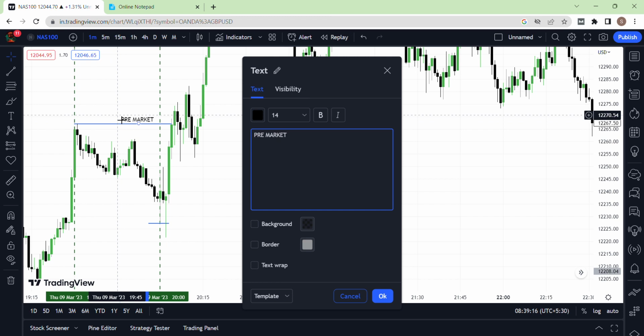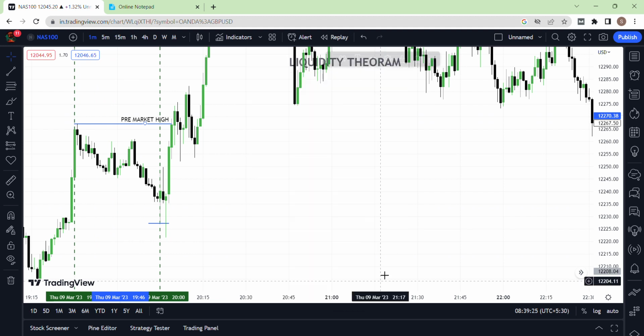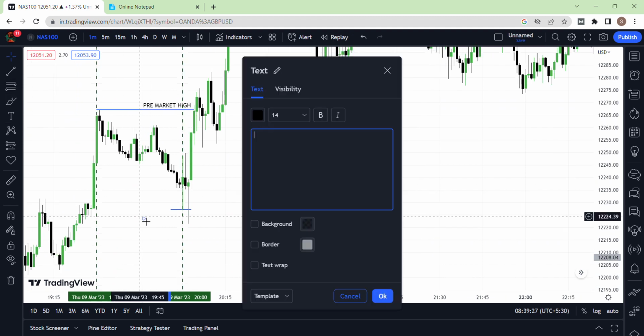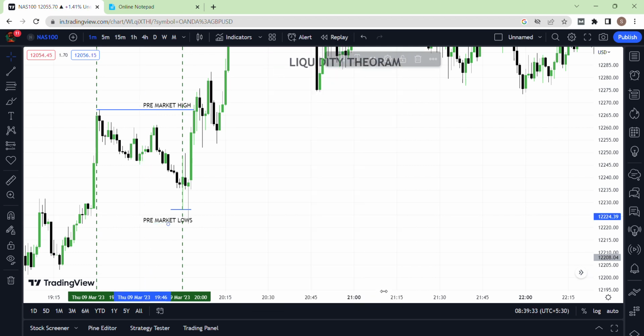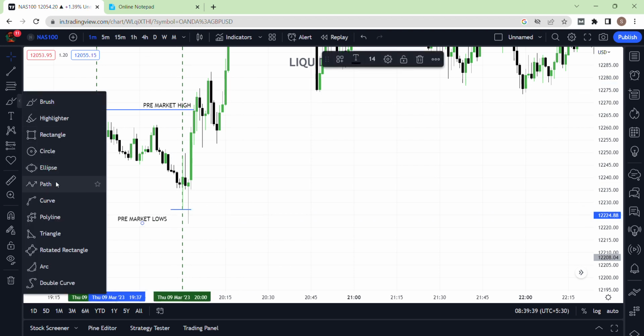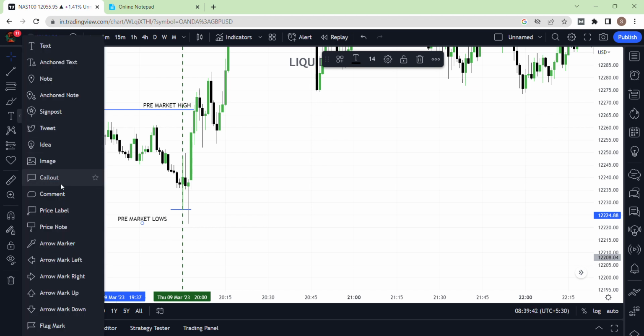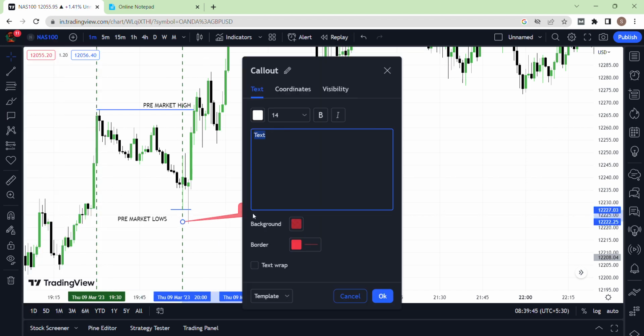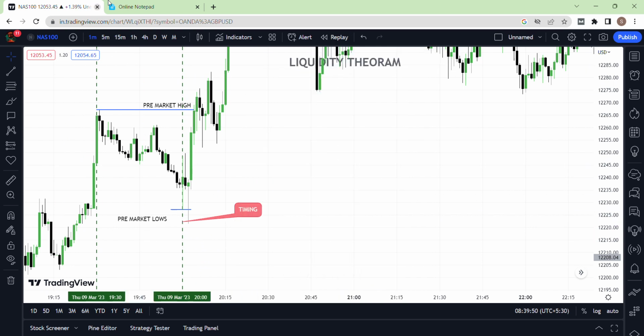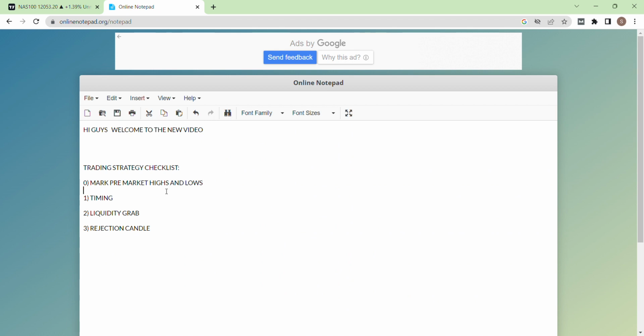Simple strategy. If you are working some jobs or something, this strategy is very useful to you. Very less time it takes to trade, make money, and get out of the charts. And here's the timing, special timing, NAS opening bell. Yeah, so we followed the second point in the checklist. We marked the pre-market highs and lows, timing.